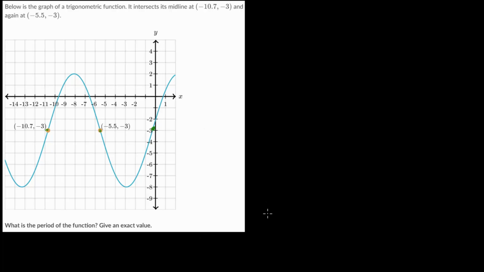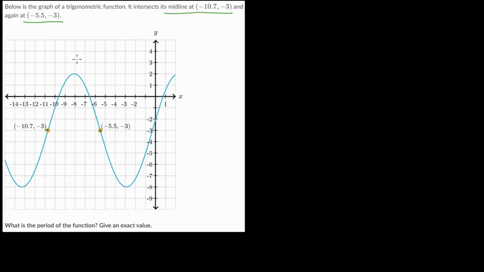Now, another way to look at the definition of the period is that it is the distance between two consecutive minimum values, or the distance between two consecutive maximum values. But in this case, we are told values about the midline. We are told that it intersects the midline at this coordinate and at this coordinate here. And from that information, we can figure out what the period is.